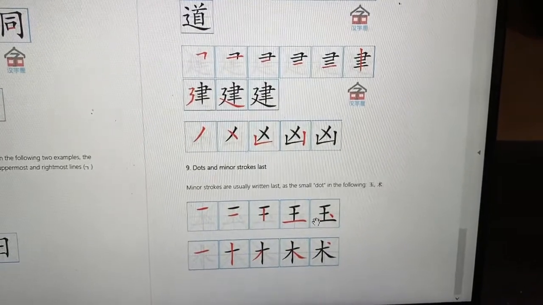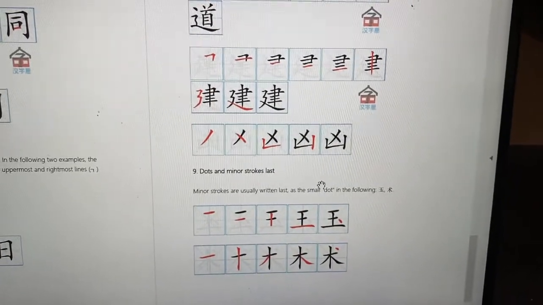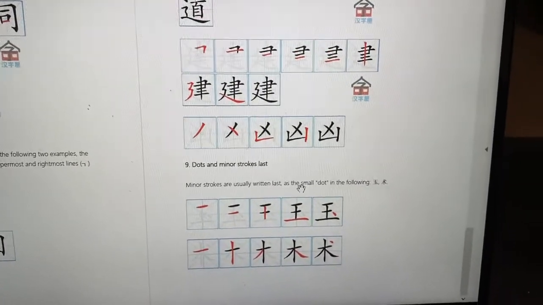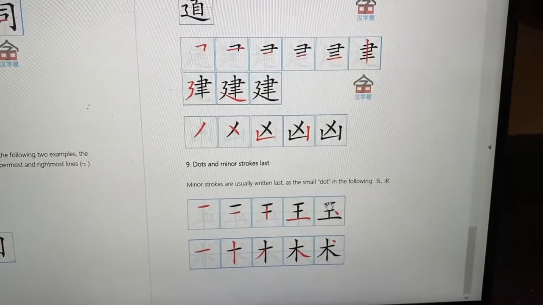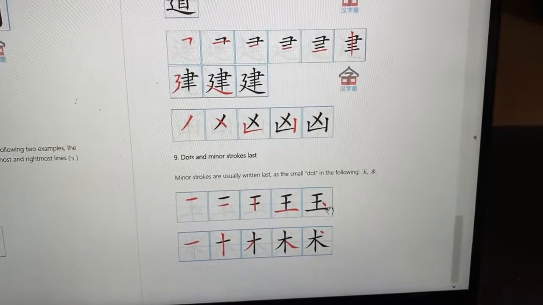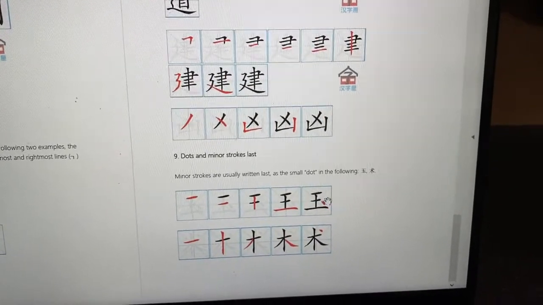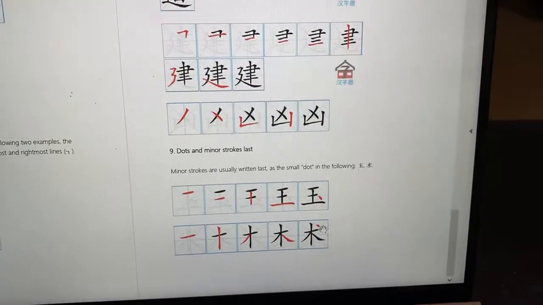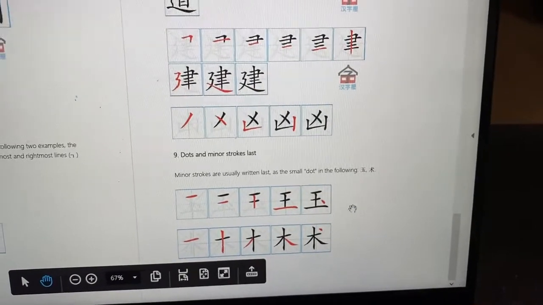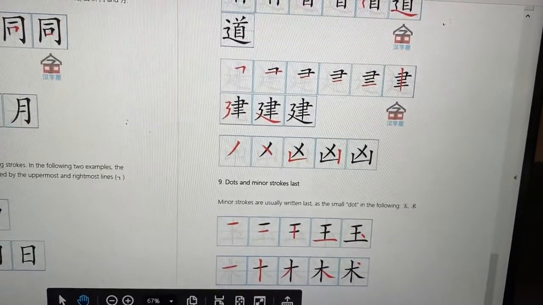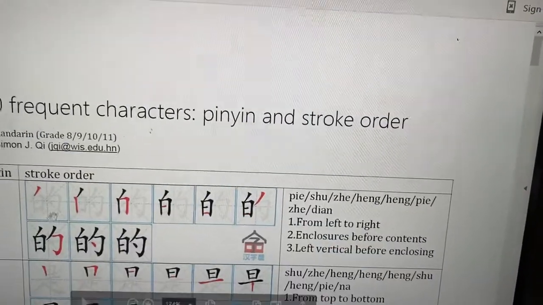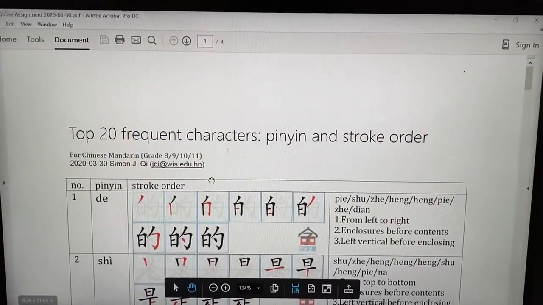The last rule about stroke order is dots and minor strokes last. So when we write this U, we write this part first, and then the last untouching minor stroke like a dot. Also for this one, we'll also write this one first, and then the last dot. So these are the basic guidelines. And now you can take a look at this time's assignment.